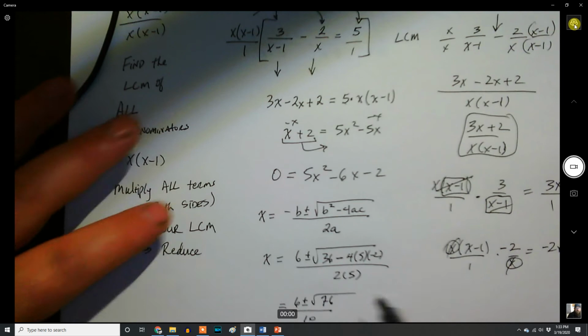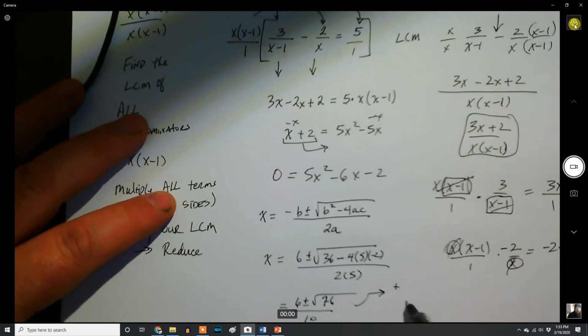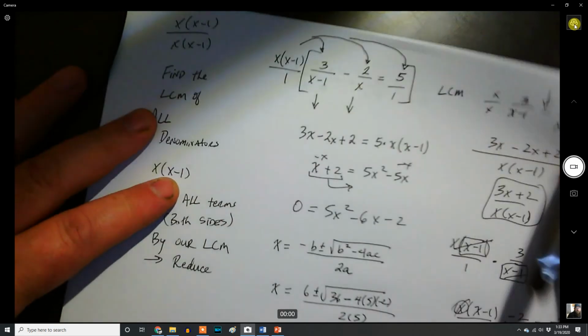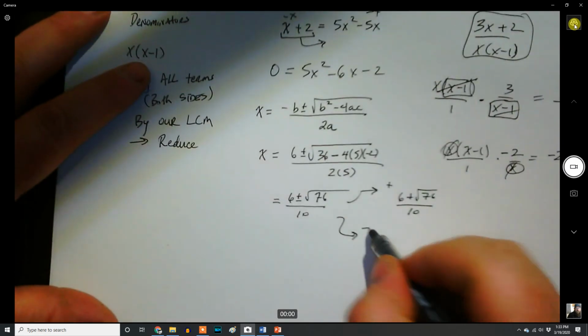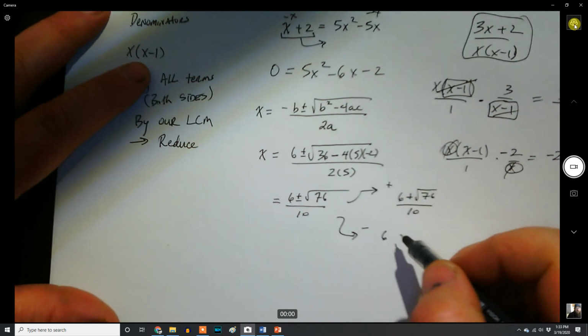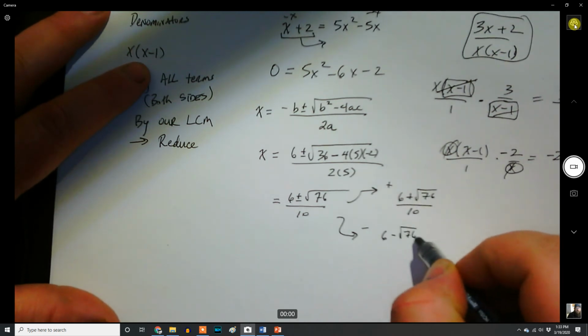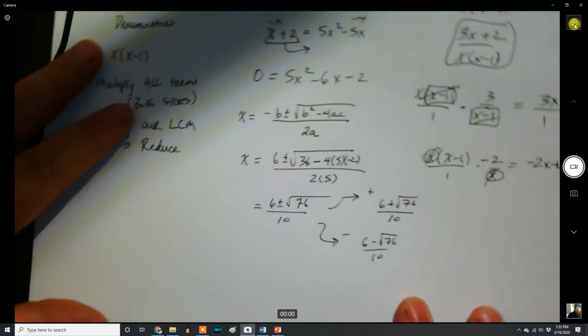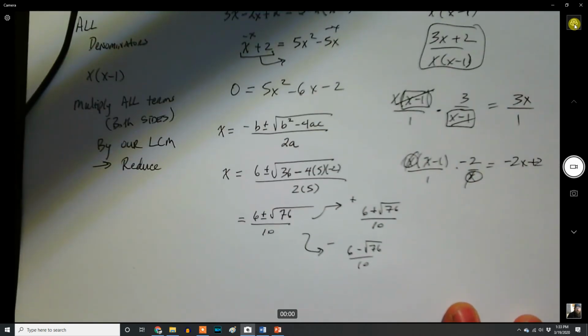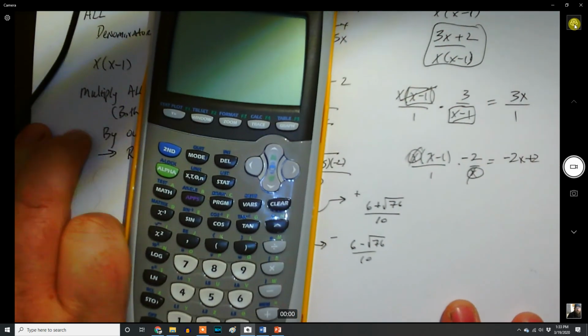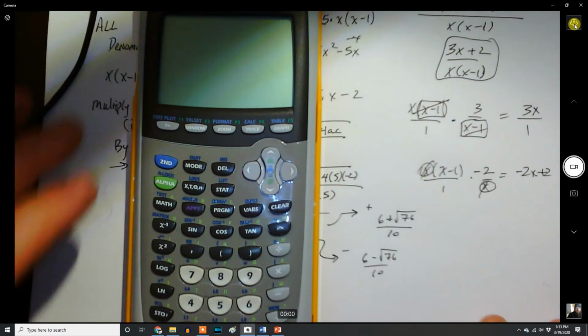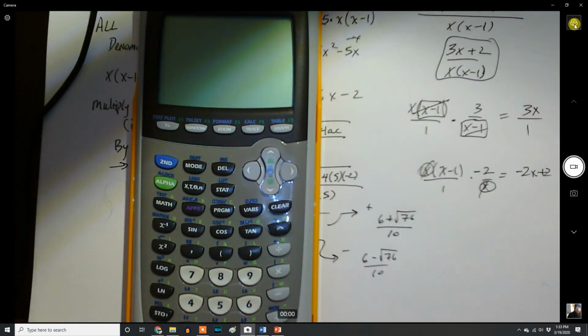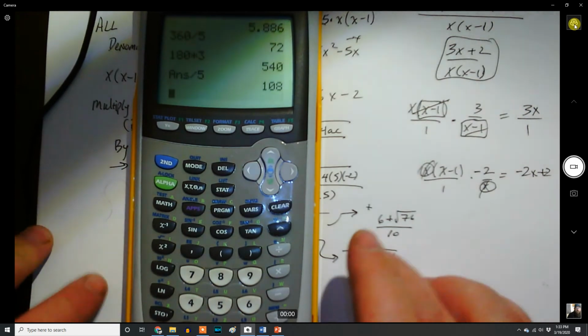So the plus would be this. The minus would be, hold on, the minus would be this. You plug those both into your handy dandy calculator, see how it goes, and yeah, let's do it, shall we? So turn my calculator on.